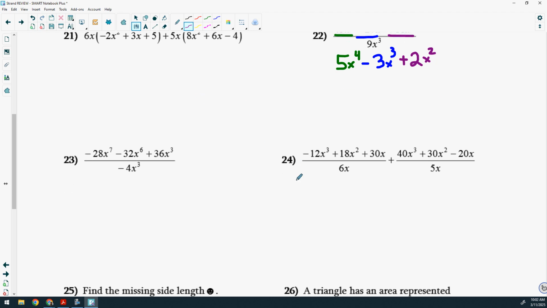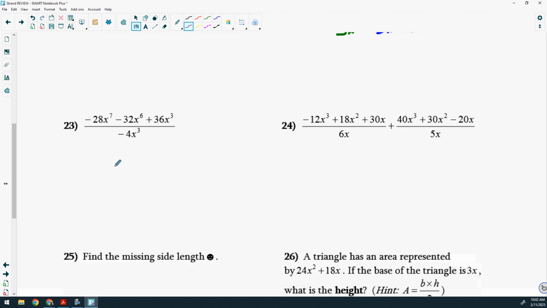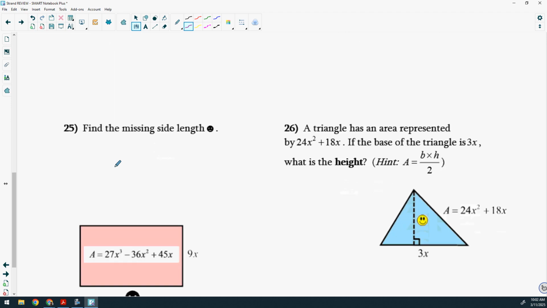Okay, let's move on. I'm not going to do 24 for you guys. You guys can do it. It's on the answer key. Okay, let's move on to 25.